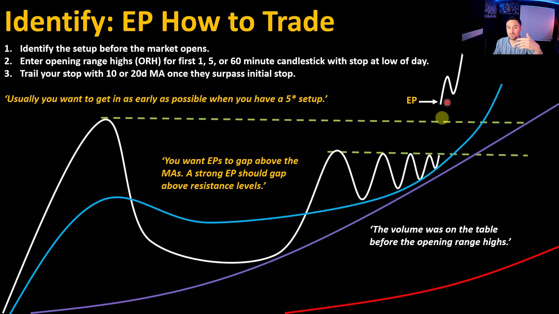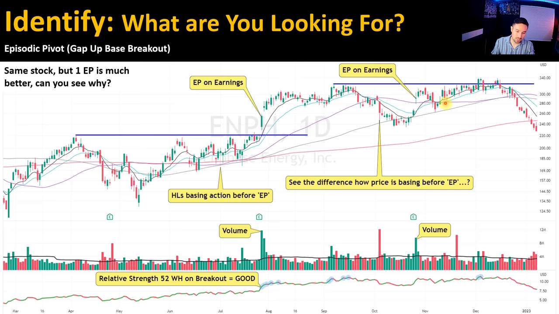Volume was on the table before the opening range high. So as I said on the previous slide, oftentimes in the first 15, 30 minutes, an EP can actually be trading its daily average volume. I.e. if a stock trades a couple million shares a day, it could be trading those couple million shares within the first 15 minutes, half an hour. So let's go through some examples, probably the best way that you're going to learn this.